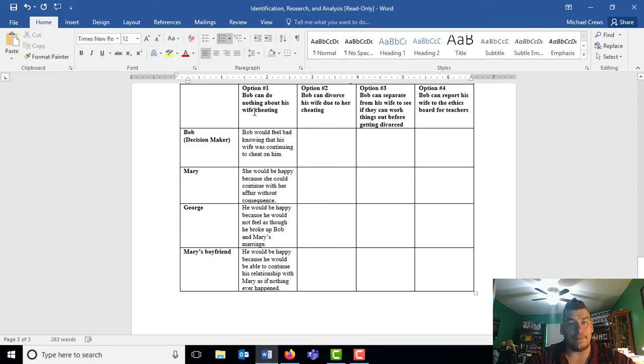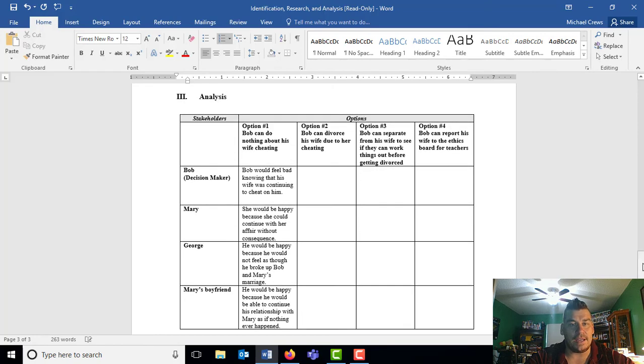Option 1, Bob can do nothing about his wife cheating. Okay. Bob would feel bad knowing that his wife was continuing to cheat on him. Mary, she would be happy because she could continue with her affair without consequence. George, the neighbor, he would be happy because he would not feel as though he broke up Bob and Mary's marriage. Mary's boyfriend, he would be happy because he would be able to continue his relationship with Mary as if nothing happened. Okay, so we filled that all in.